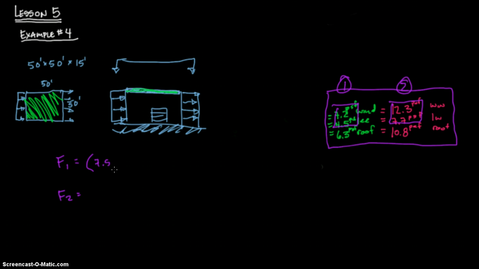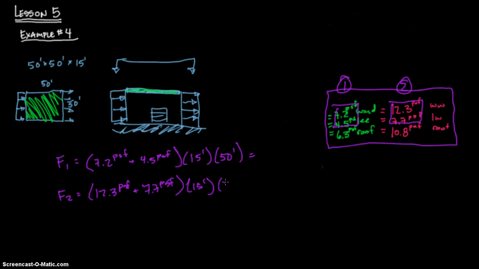Let's just go ahead and solve. That's not 7.5, it's 7.2 PSF, and I got that from right here. And then plus 4.5 PSF, and I got that from right here. So we're adding those two winds together because we're multiplying by the same area. And then we're going to say 15 foot tall, and it's 50 foot wide. And that should give us our answer. In the same way, we're going to do 12.3 PSF and 7.7 PSF times 15 foot times 50 foot. And once again, this is 15 foot, and this is your 50 foot. So going into the wall is 50 foot, and it's 15 foot tall.